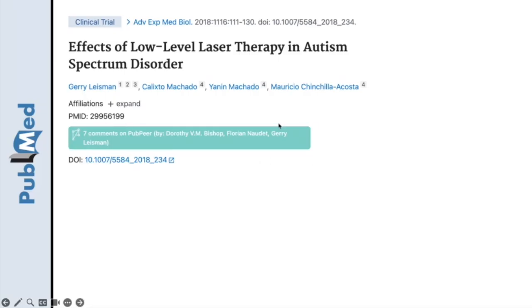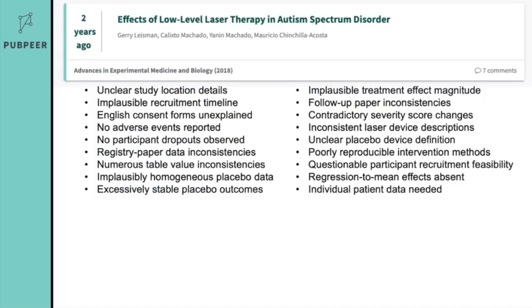I have the information that this study has been commented on PubPeer. So then you can click on it and go on PubPeer. If you go on PubPeer, you can see that 2 years ago, this study was commented on. And here I put a summary of the comments that were made on PubPeer, so the post-publication comments.